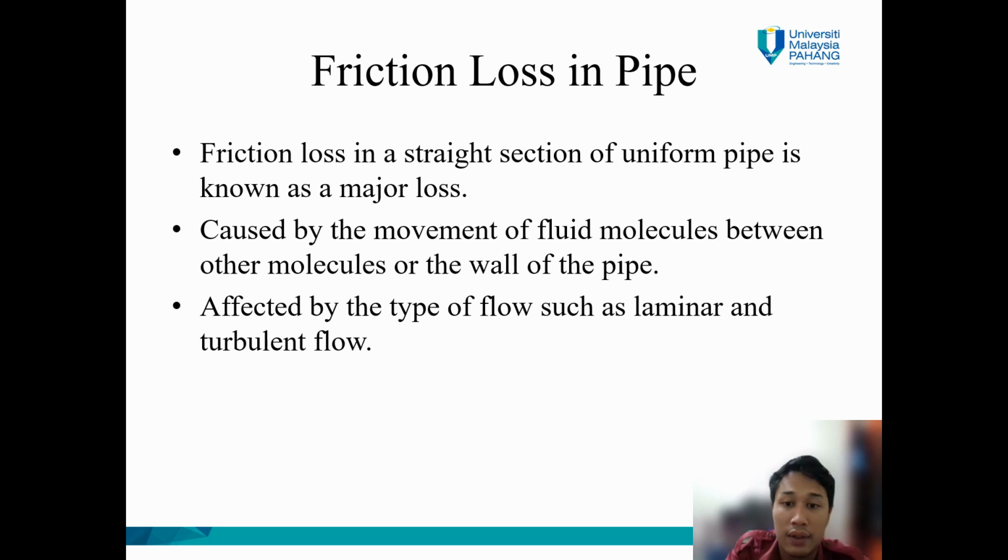After we consider the coefficient of friction in the pipe, we also need to measure the friction loss in the pipe. The friction loss in a straight section of a uniform pipe is known as a major loss, caused by the movement of fluid molecules between other molecules or the wall of the pipe. It is affected by the type of flow, such as laminar and turbulent flow. After this, we're going to discuss laminar and turbulent flow in the friction loss in pipe.